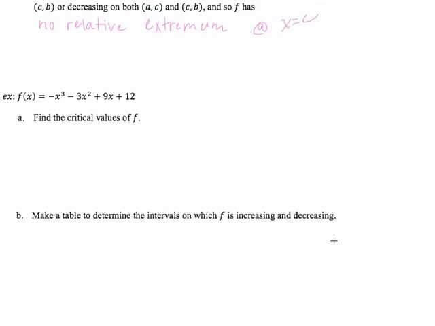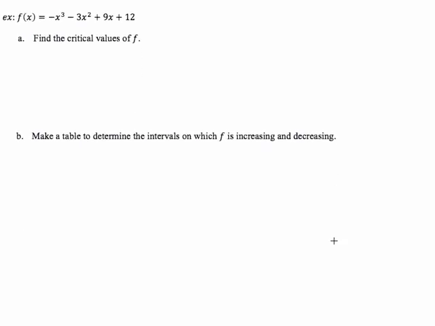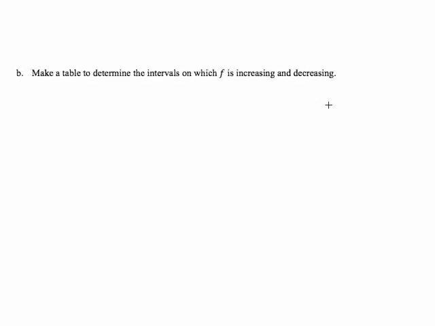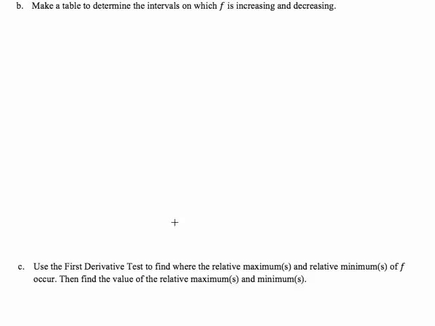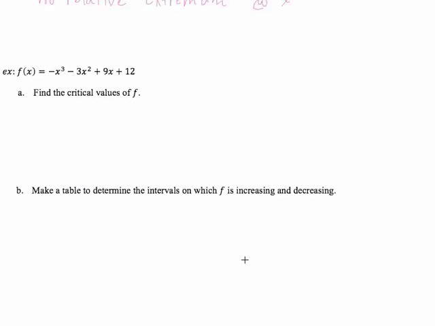Let's look at an example. So f of x equals negative x cubed minus 3x squared plus 9x plus 12. Let's find the critical values. Then we're going to make a table to determine the intervals on which f is increasing and decreasing. And then we're going to use the first derivative test to find where the relative maximums and minimums of f occur. And then we'll actually find those relative max and min values.